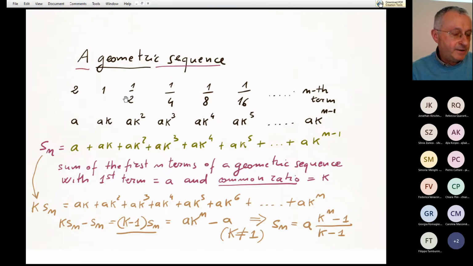So basically, if you take the ratio between any two of these numbers, so you take the ratio between this one and the immediately preceding one, you get 1/2. If you do the same between this and this, you get 1/2. So the ratio between two subsequent terms is constant. These terms are called a geometric sequence in this case, okay?